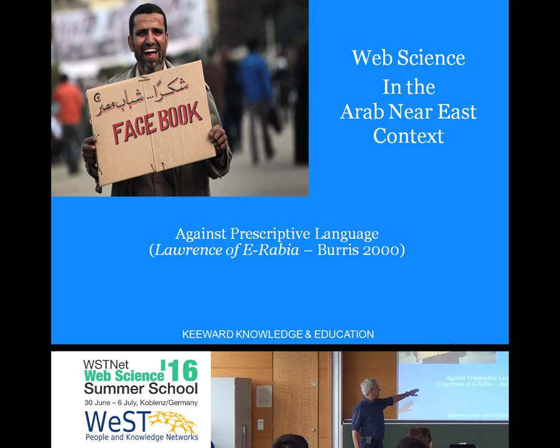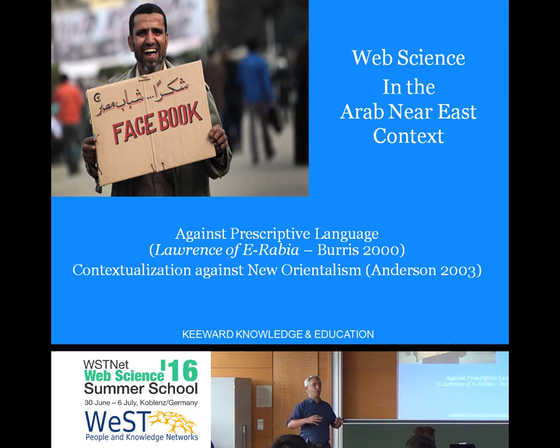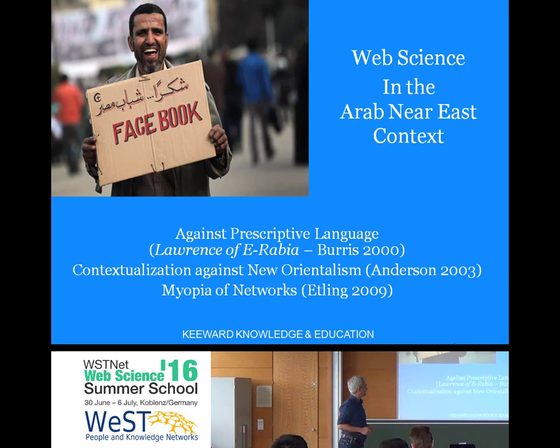And this was very well said by an author called Burris, who said that we create the Lawrence of Arabia. I love this, the Lawrence of Arabia. You know Lawrence of Arabia? Okay. And so the Lawrence of Arabia are the new prescriptive observers, the Orientalists. We call that the new Orientalism, and Anderson talked about it. We need to contextualize against the language that comes from the authorities of the North, you know, behind the wall. You know nothing, Jon Snow.